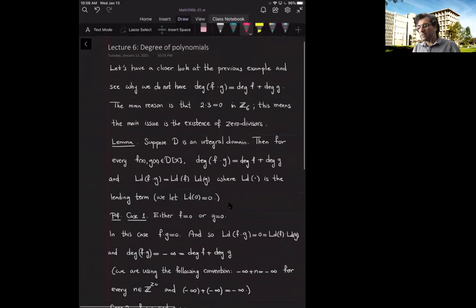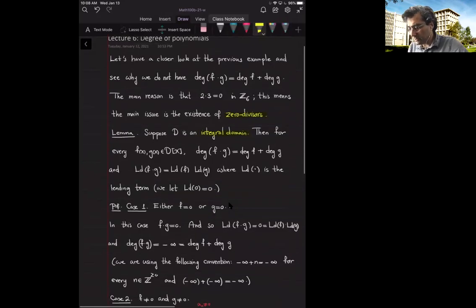As I've explained, this equation failed because Z sub 6 has zero divisors. But if I start with an integral domain, then we want to show that the degree of the product is the sum of the degrees. Moreover, the leading term of the product is always the product of the leading terms, the leading term of f times the leading term of g. Let's also use this convention that the leading term of the 0 polynomial, we define it to be 0.